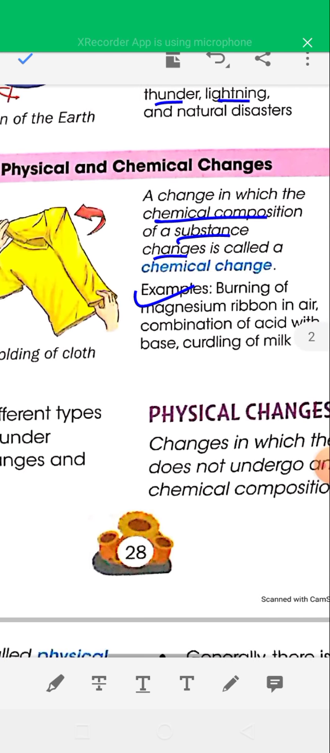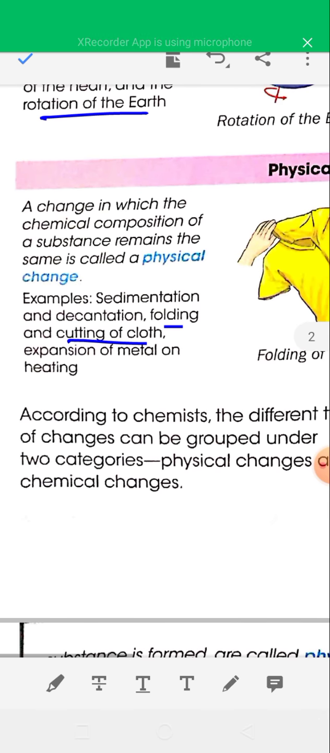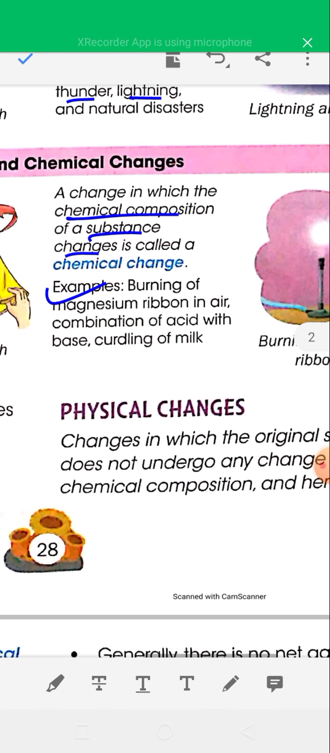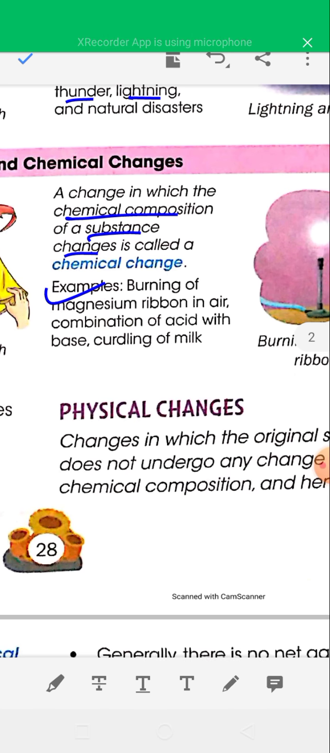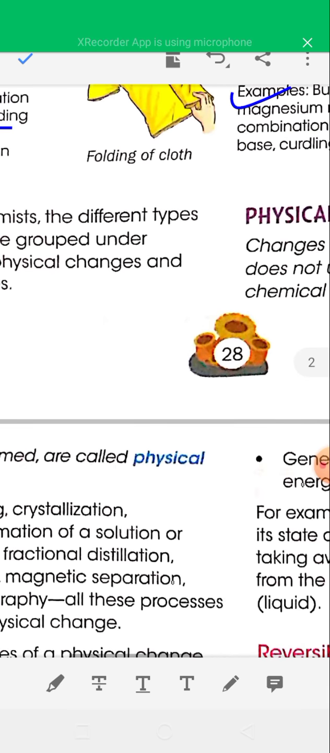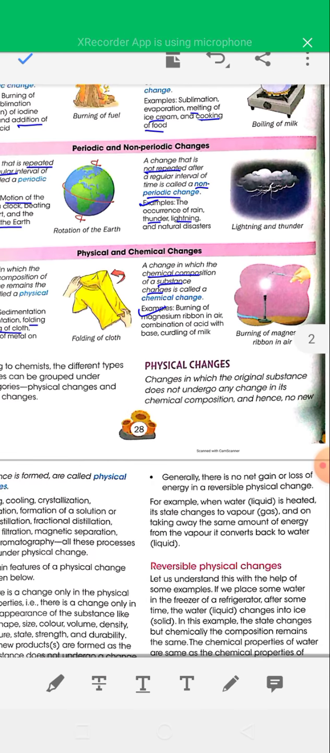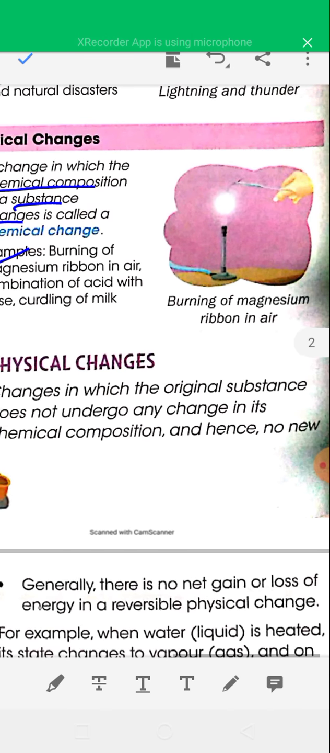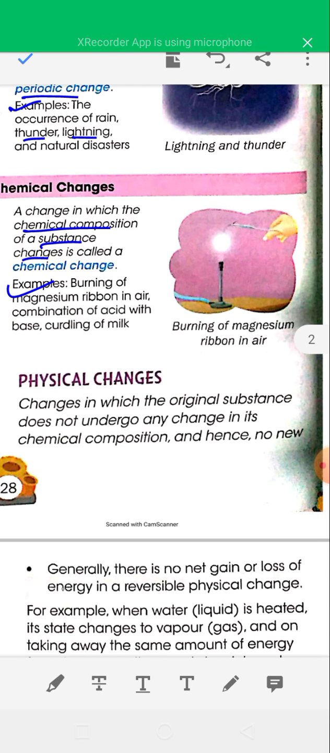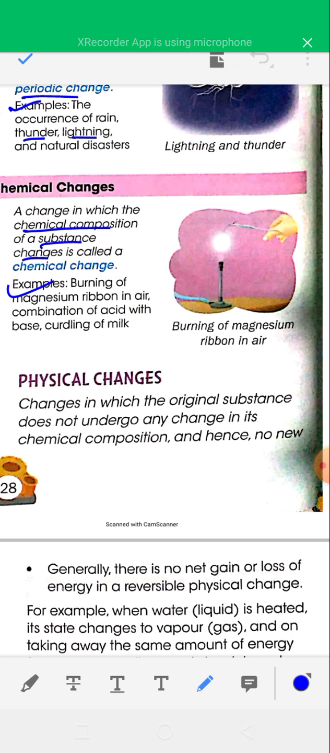In this chapter you have to read separately about physical changes and chemical changes. So now see physical changes. I have already told what physical changes are. A physical change is a change in which there is no change in the chemical composition of the substance. There is only a change in physical properties, like change in shape, change in size, change in physical state.